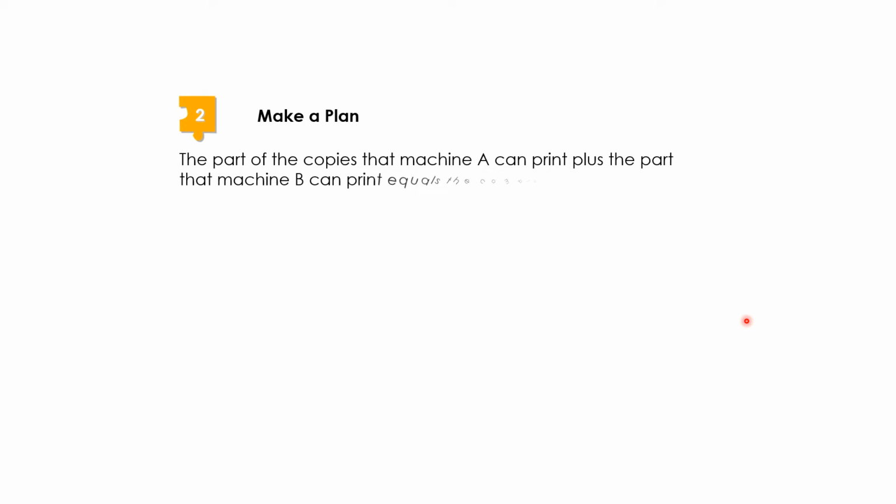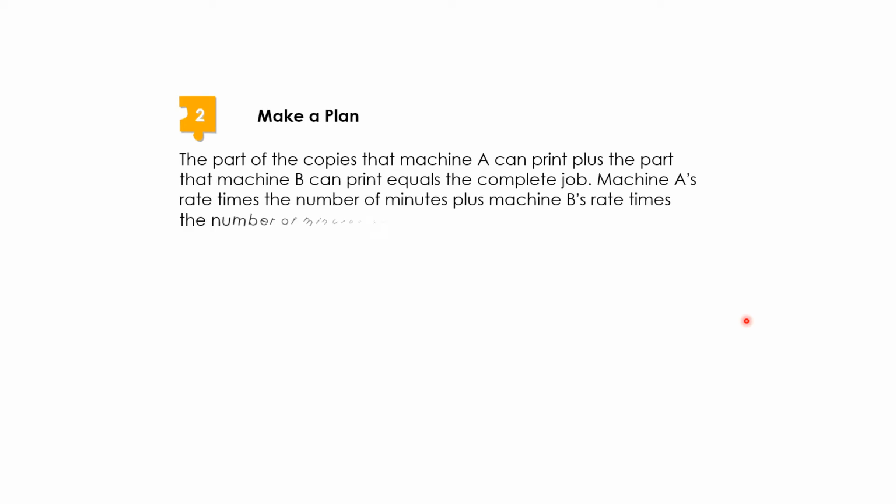Make a plan. The part of the copies machine A can print plus the part machine B can print equals the complete job. Machine A's rate times the number of minutes plus machine B's rate times the number of minutes will give the complete time to print the copies.